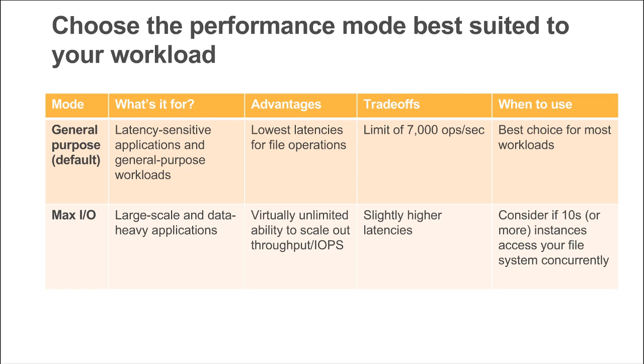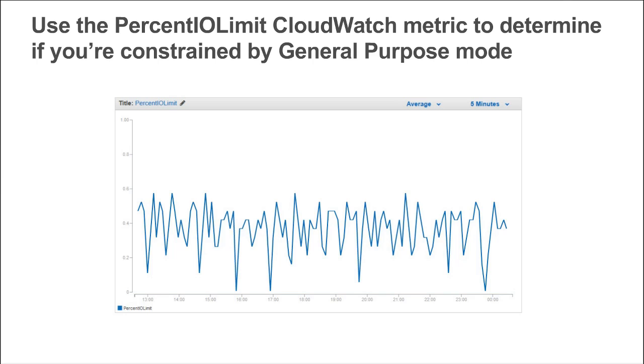And what we generally recommend is that you test your application in general purpose mode, and if it works, then great. If you're not running into the 7,000 constraint, then great. If you are, then you should try max IO mode. And we provide a CloudWatch metric that allows you to determine if you're actually being constrained by general purpose mode. It's called %IO limit, and it gives you a sense of how close to that limit you are percentage-wise.